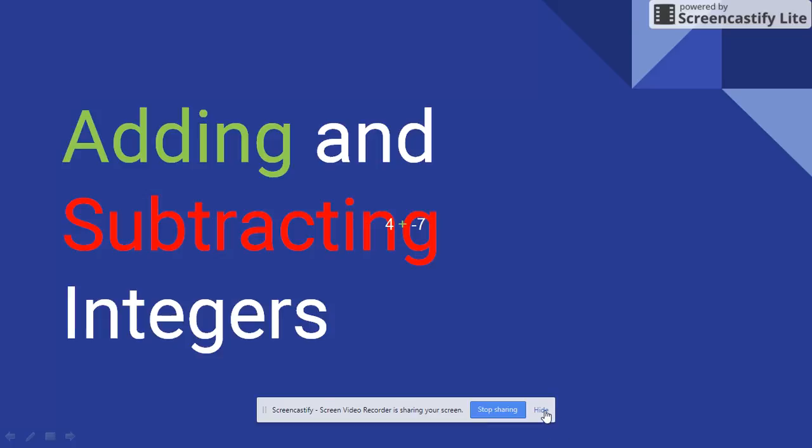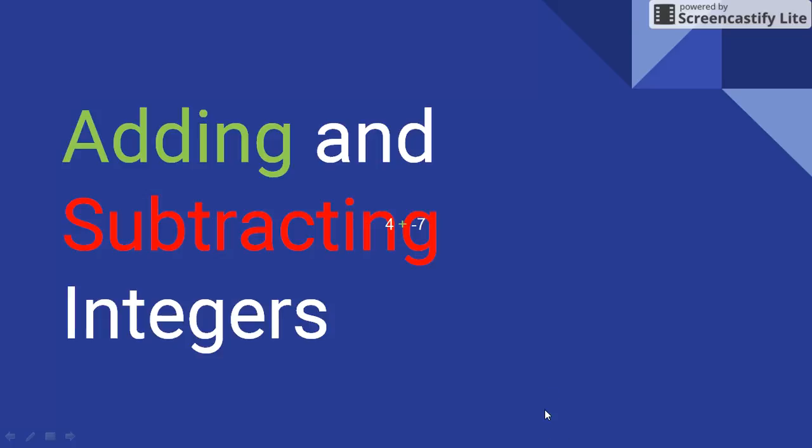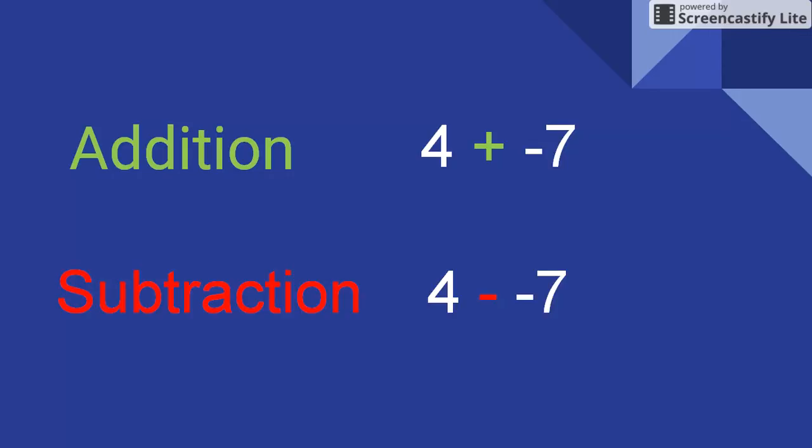In this video, we'll talk about adding and subtracting integers. Addition is a mathematical expression with a plus sign between two numbers. We have positive 4 and negative 7. Between these two numbers, we have a plus sign, so this is an addition.